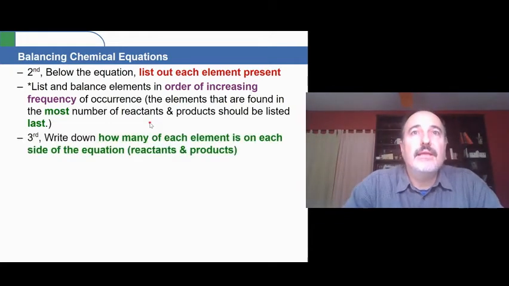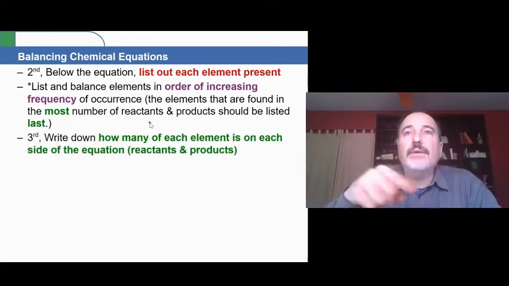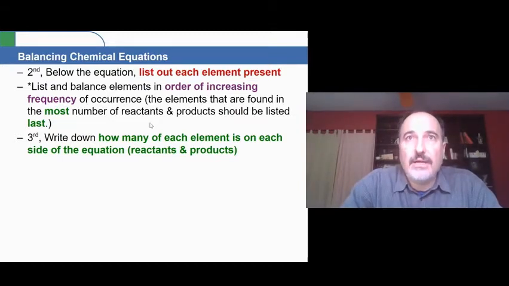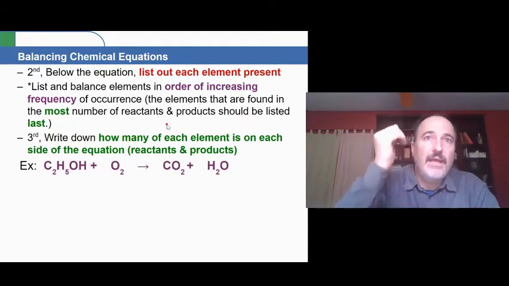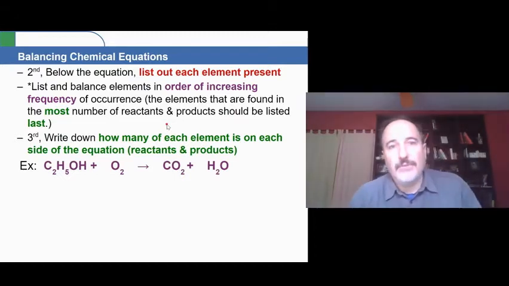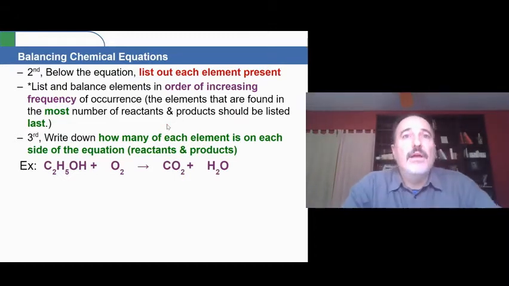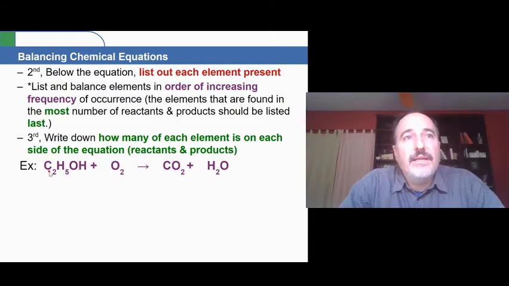All right? And then you write down how many of each element is on each side of the equation, reactants and products. So let me show you what I mean by this. So here we have our sample equation again. Now, first of all, carbon. You see how carbon is found in methanol?